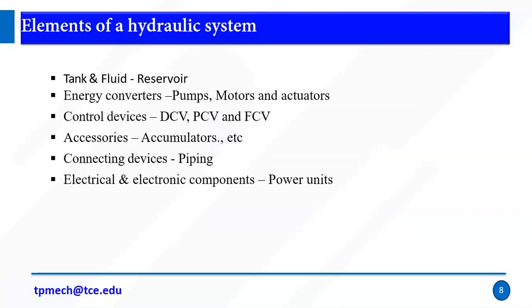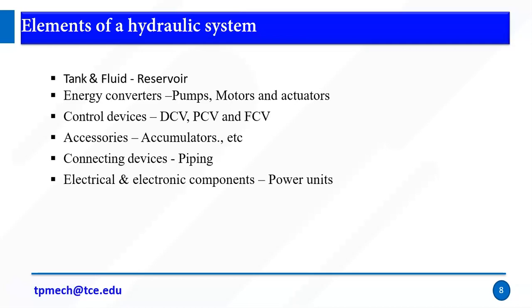Generally we require a tank and fluid. Fluid means it may be oil, or water, or a petroleum product or something. For this purpose, we need a reservoir. To store fluid, we need a reservoir or tank. The second one is energy converters: pumps, motors and actuators.